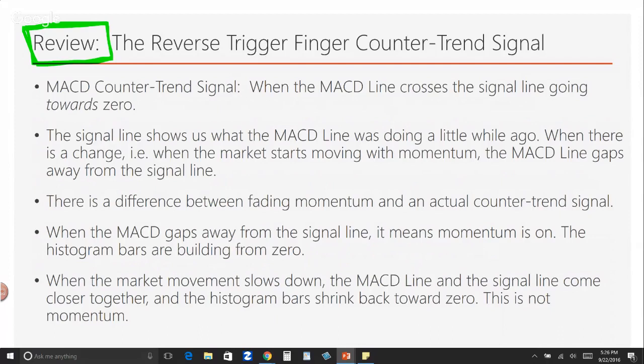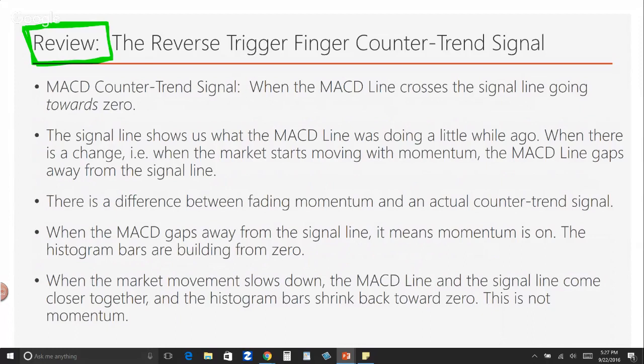The signal line shows us what the MACD line was doing just a little while ago. When there's a change, for example, when the market starts moving with momentum, then the MACD line is going to gap away from the signal line. There's a difference between fading momentum and an actual counter trend signal. When the MACD gaps away from the signal line, it means momentum is on. The histogram bars are building from zero.